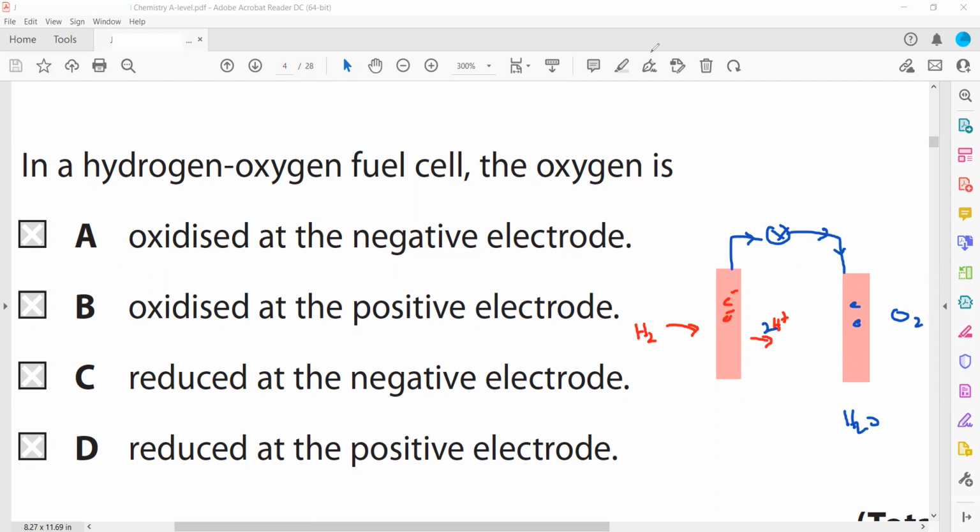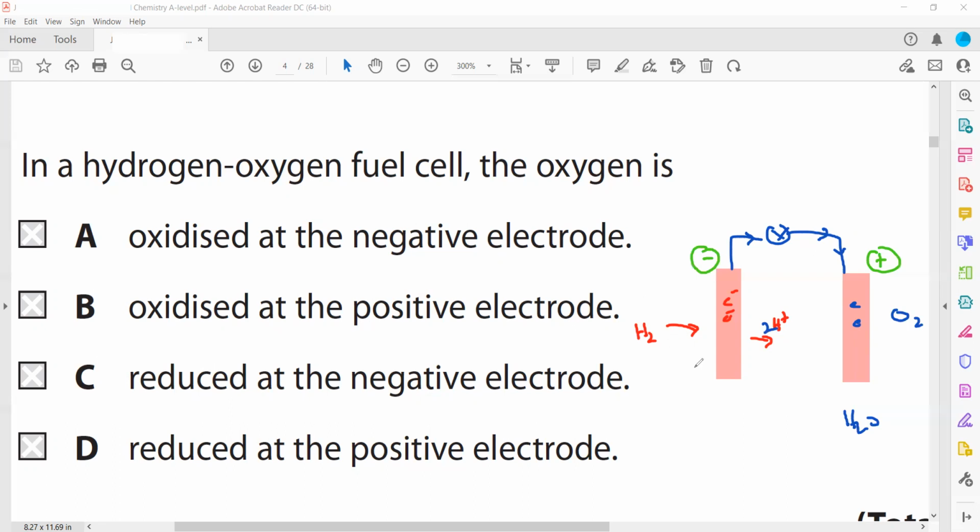So in terms of movement of electrons, which one is the negative terminal? Where the electrons originate, that is the negative electrode, and where the electrons move to, that is the positive electrode. But in terms of oxidation, because the hydrogen molecule is losing electrons, that is oxidation.